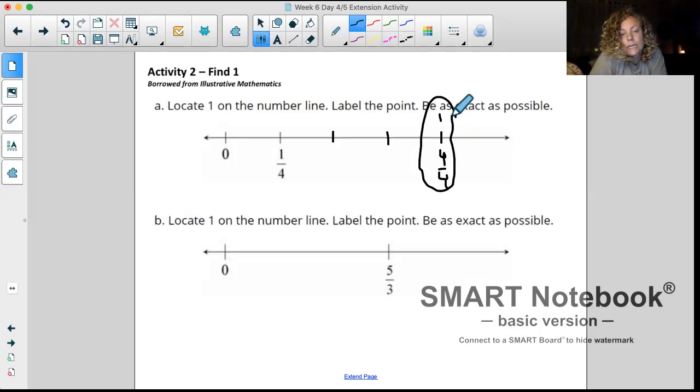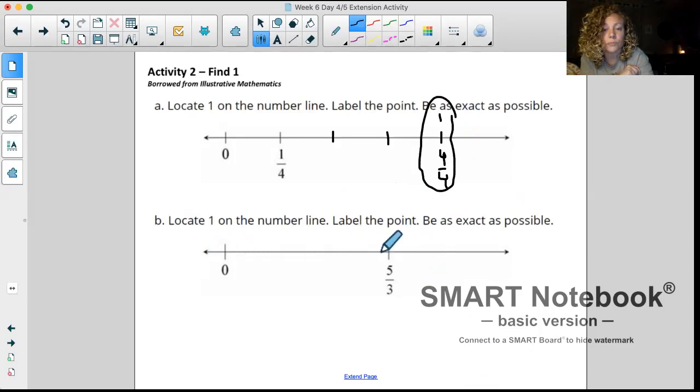All right, same thing here. Locate 1 on the number line. Label the point and be as exact as possible. I've got 0 here and I have 5/3. 5/3, that numerator is greater than my denominator, so I know that's a fraction greater than 1. That means 1 has to be this way, somewhere over here.